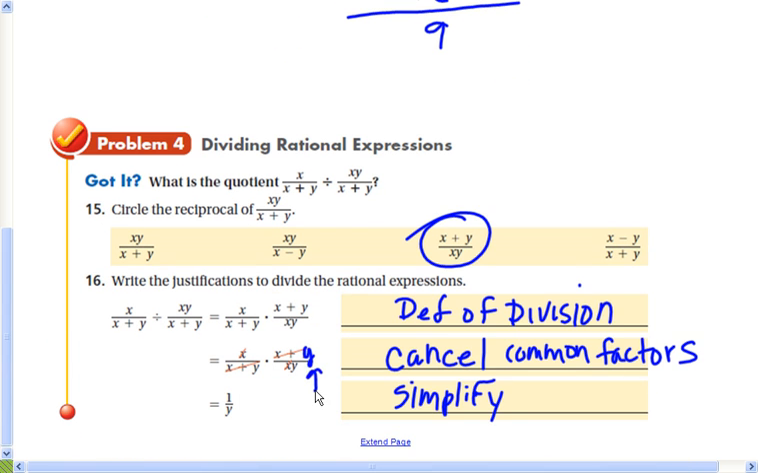Notice a little mistake there. They said that was x plus 1, that was supposed to be x plus y. That was canceled.